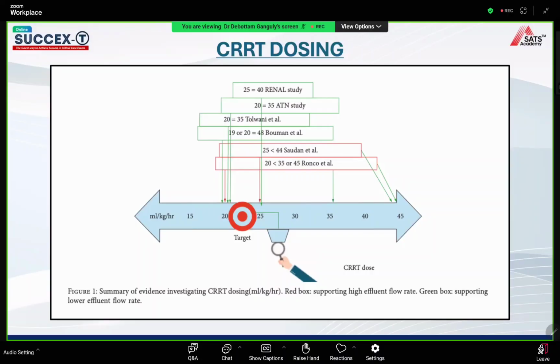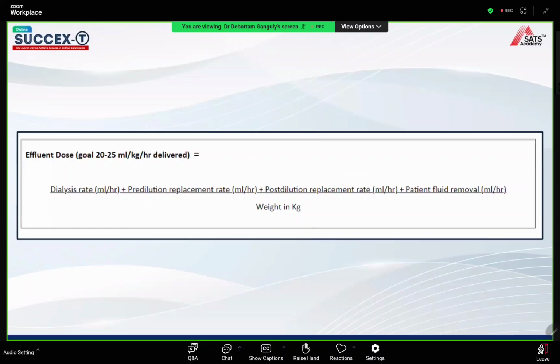In that case, we have to modify the dose. So prescribed dose and delivered dose are not the same thing. Usually we use 20 to 25 ml per kg per hour. This is the goal, as I told. It is calculated with this formula: dialysis rate plus pre-dilution replacement rate plus post-dilution replacement rate plus patient fluid removal in ml per hour.